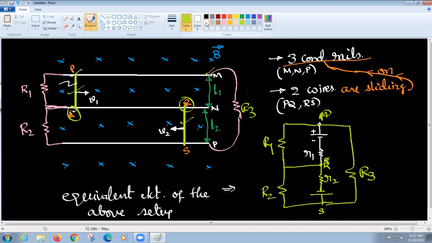Now this EMF, this is like EPQ. So EPQ is equal to what? B V1 L1, the length of the conductor is L1. Now in this case, what you have is ERS or ESR, whatever you want, no problem. So you have B V2 L2. So this length is L2. That's it. So this is the intention. Very important observations are these things. Now, one important thing.